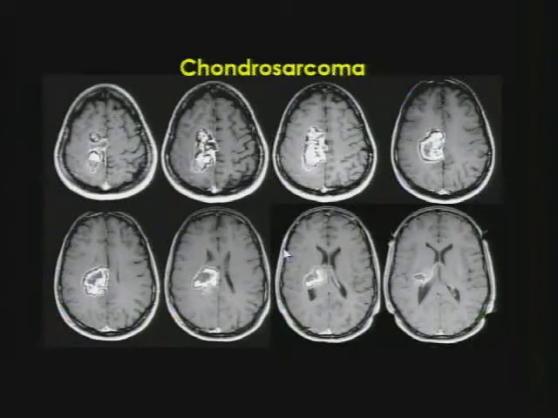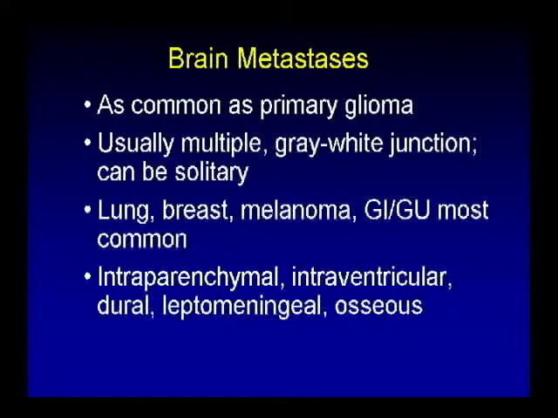So if you're going down the differential of an extra-axial mass, and you've excluded meningioma, metastases, and hemangiopericytoma, in the back of your mind, think about chondrosarcoma. Brain metastases are going to be so much more common than any of these other tumors that I talked to you about, because systemic cancer is so much more common.